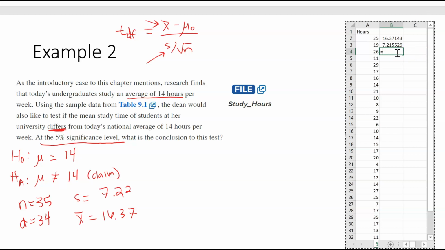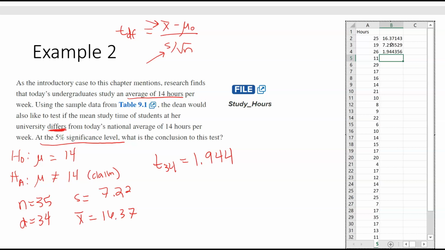So if I'm going to do this, it's going to be the average, and I'm going to use a parenthesis for the top, average minus the mu in question, which is 14, divided by the sample standard deviation, divided by the square root of n, which is 35, and I get that my t, in this case, is equal to 1.944.